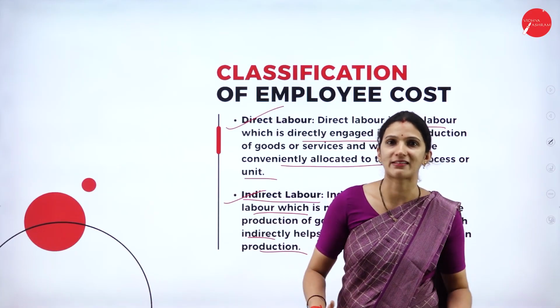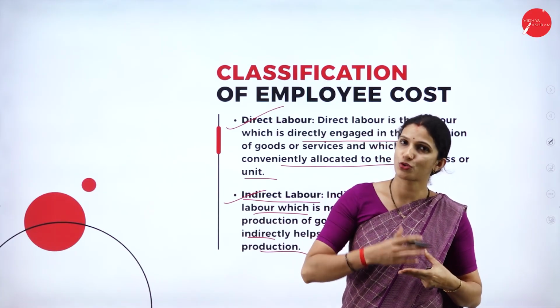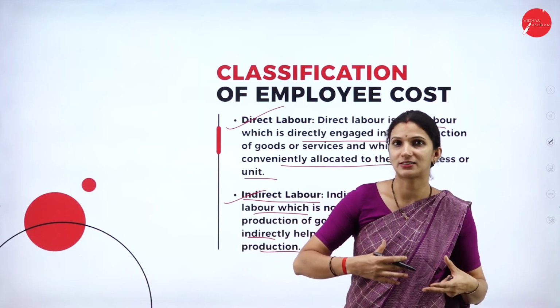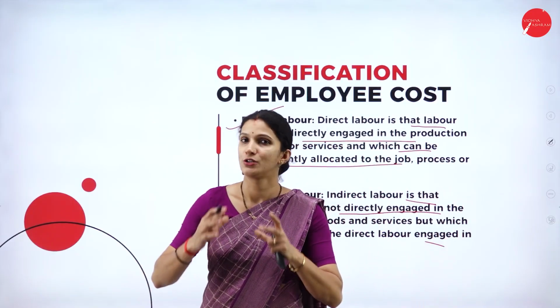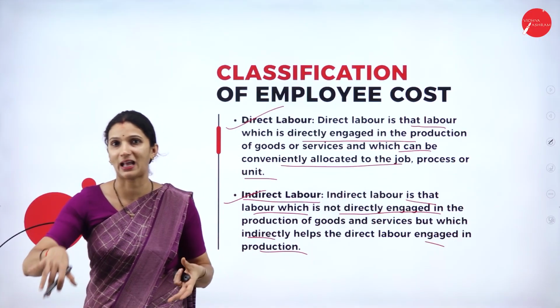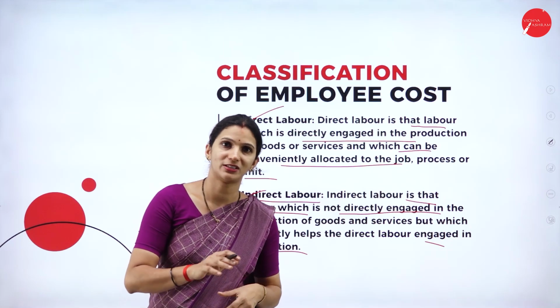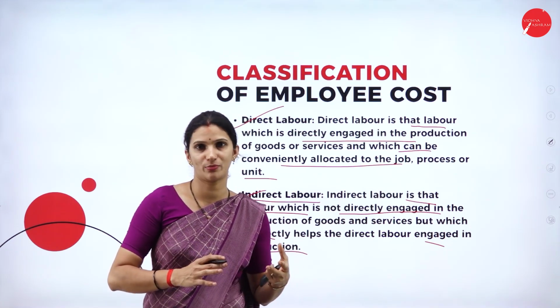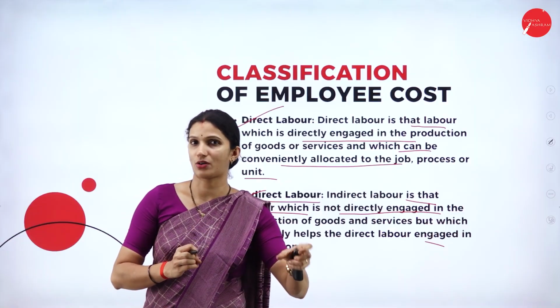For example, in a factory you can see a number of supervisors, and there will be the cleaning staff. All these we call the indirect laborers. To run the production there, you need these indirect laborers, and they will be helping the direct laborers or the direct workers.